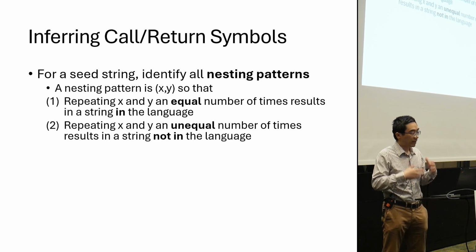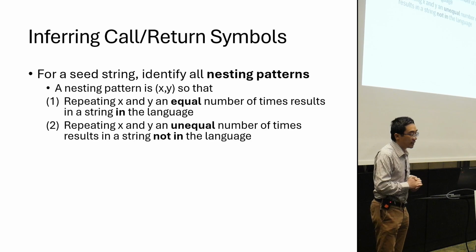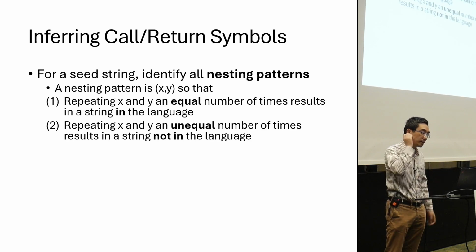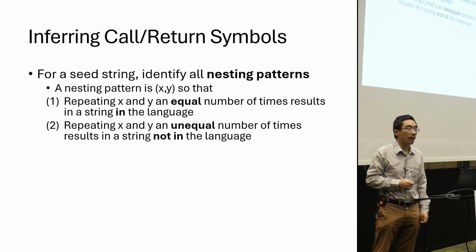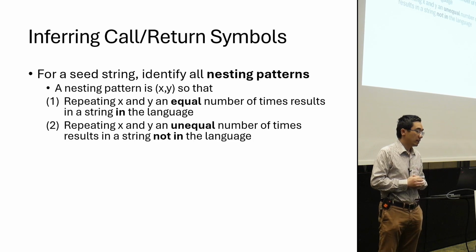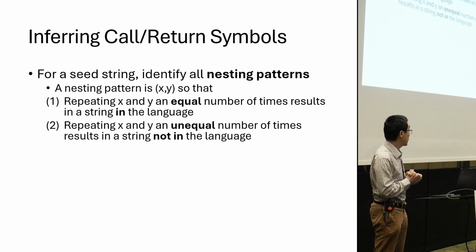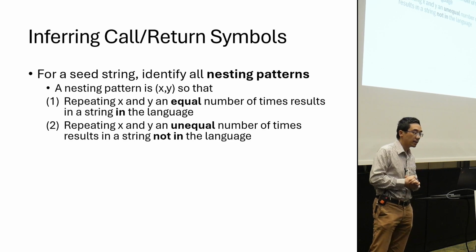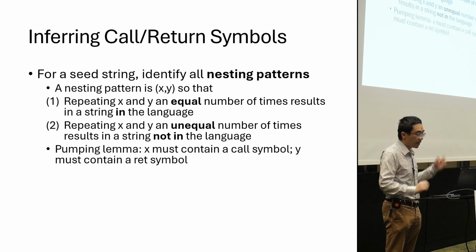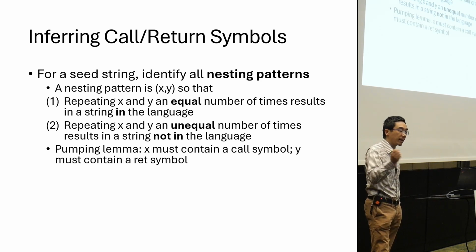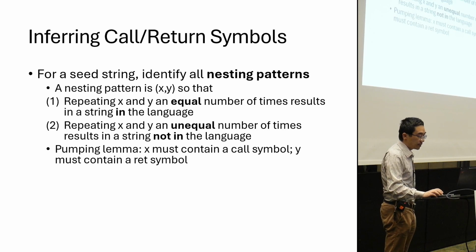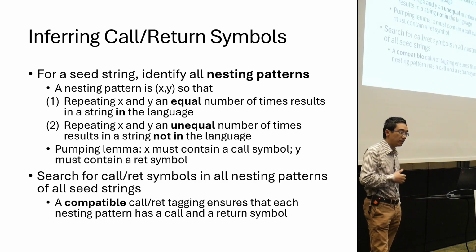For C strings, we identify so-called nesting patterns. So a nesting pattern is just a pair of substrings X and Y, so that if we repeat X and Y an equal amount of times, we get a string in the language. However, if we repeat X and Y unequal amount of times, we get a string not in the language. Then by the pumping lemma, we know X must contain a call symbol, Y must contain a return symbol, right? Based on these nesting patterns, we can formulate an algorithm.